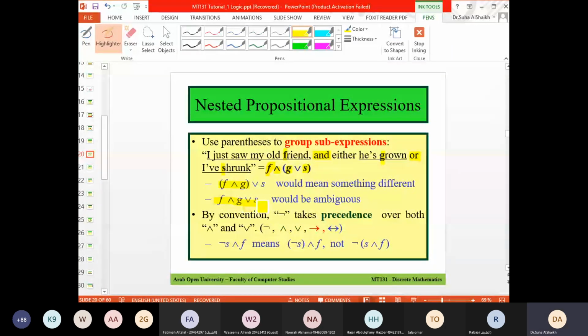If I leave it without a bracket, it will be tricky. Ambiguous, meaning it is tricky to be understood. Now whenever I have something without a bracket, how can I know what to do first? We should talk about the precedence of the operators. Negation is the strongest. And and or are next. Implies next. And the biconditional, if and only if, is next.